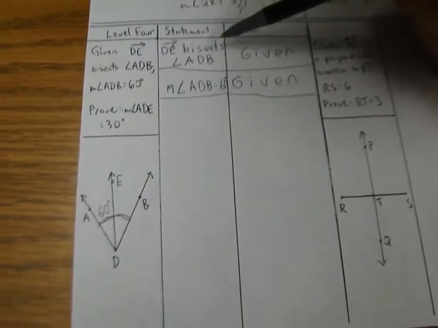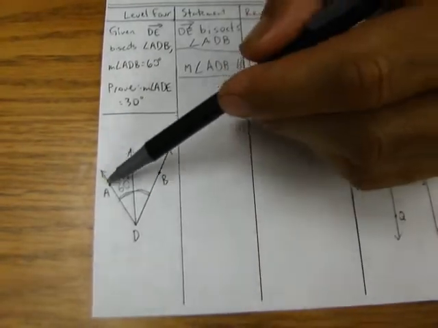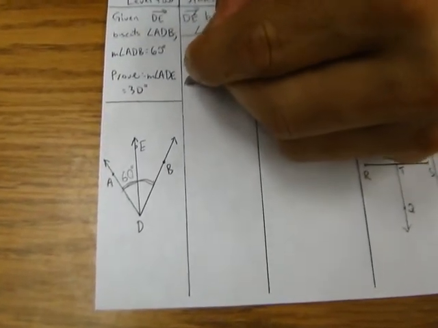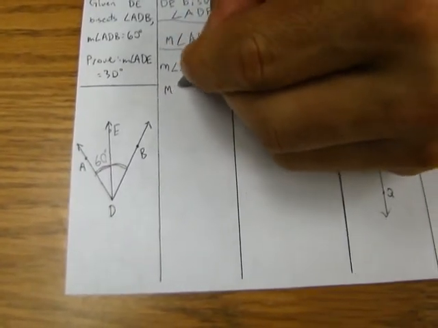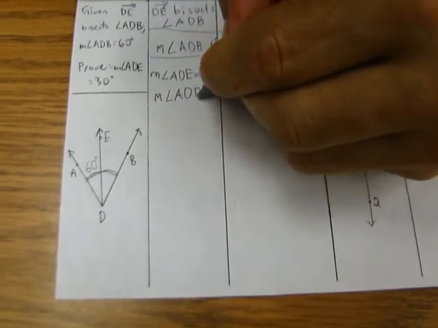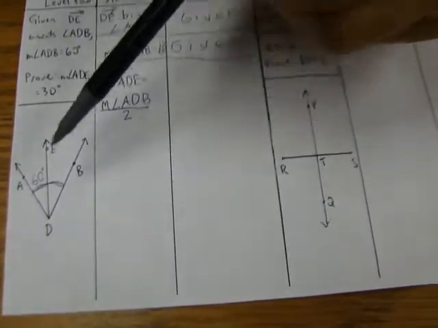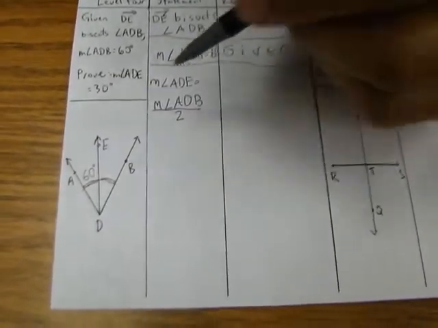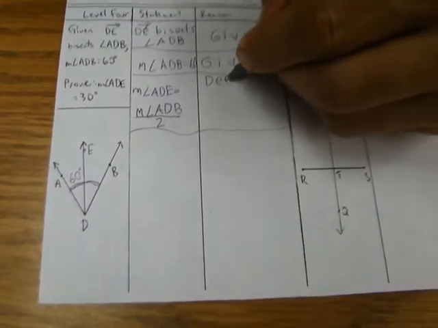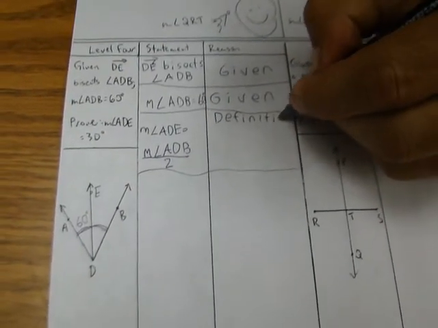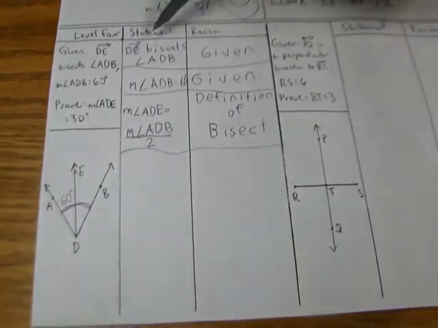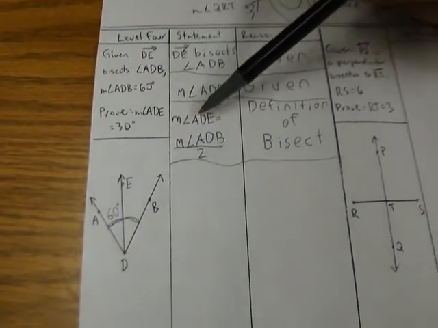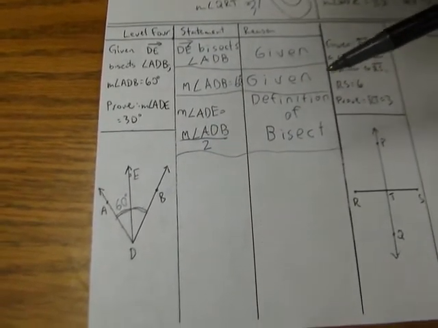Alright, with those two facts, we should be able to prove this, because remember, to bisect is to cut in half. So, we know that angle ADE should be half the size of ADB. So in other words, the measure of angle ADE equals the measure of angle ADB divided by 2. We know this because that's the definition of bisect. Bisect means to cut in half. So if we set up here that it's bisecting it, we know therefore that this angle has to be half the size of the larger angle because it's been bisected.